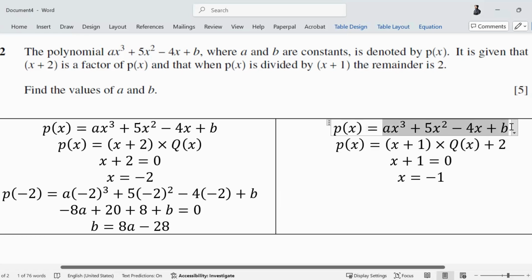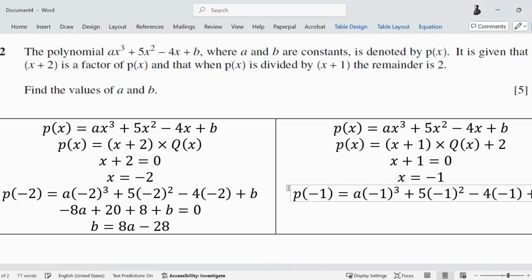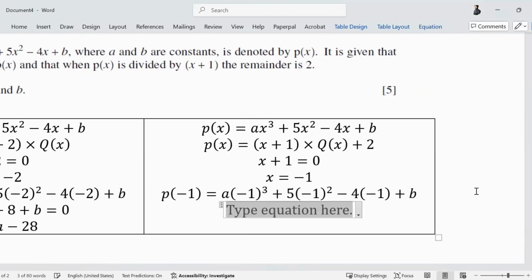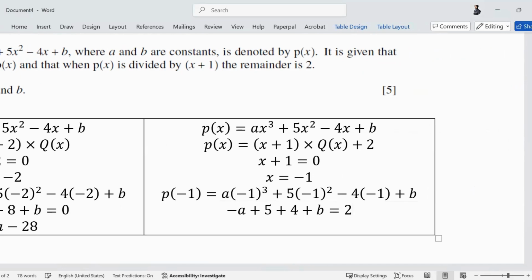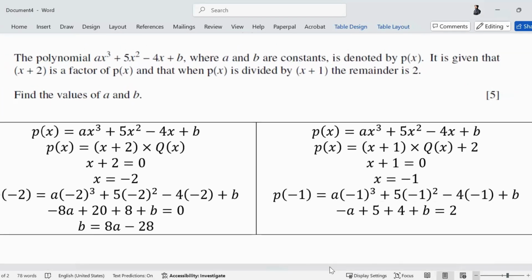So plugging in negative 1, whether in this form or in this form, should give me the same result. So let's find p of negative 1: a into negative 1 cube plus 5 into negative 1 square minus 4 into negative 1 plus b. So this will be minus a plus 5 plus 4 plus b, and the value will not be 0 but 2. Now can you solve both the equations simultaneously and tell me what you end up with?